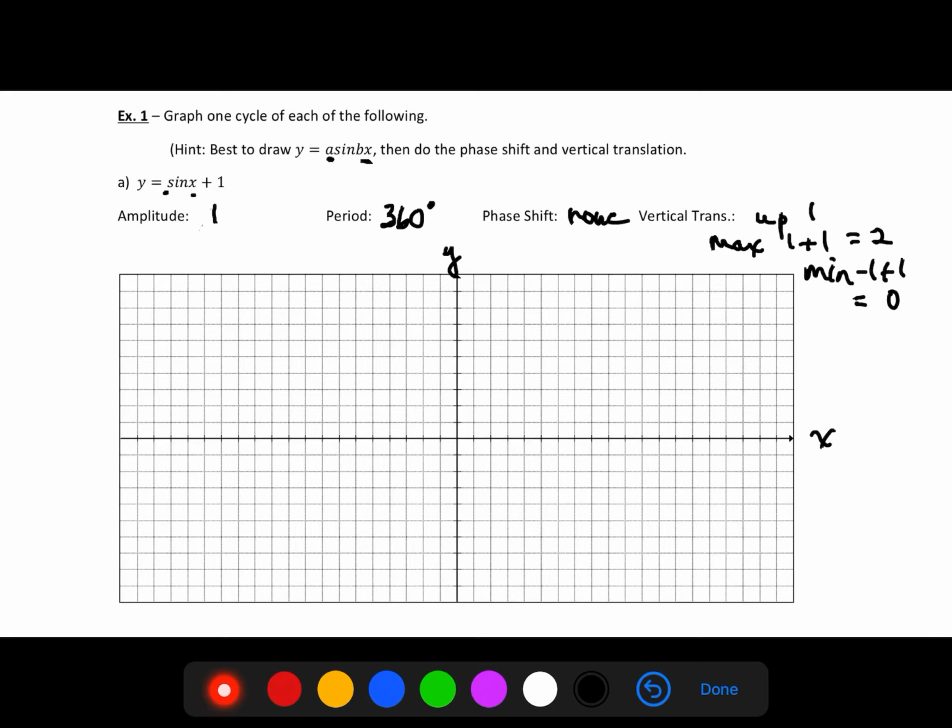And our x-axis, we just need to go 0 to 360. So we're going to make this 1, 2. Remember, we still want to label the entire grid just because we're not using the whole thing. So we just need to go to 360, so let's make every 4 blocks 90. We know our key points are still going to stay the same as well.